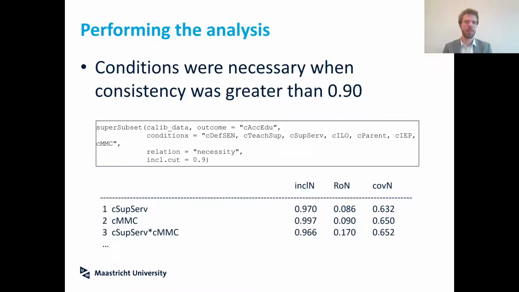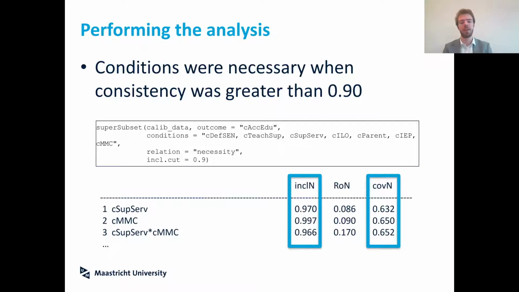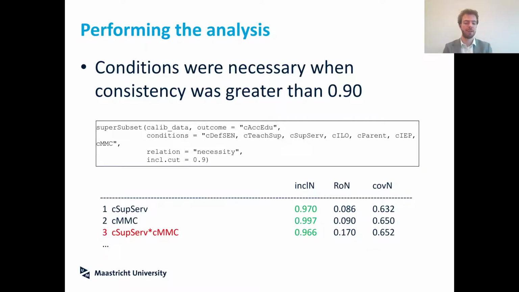Now, since we're looking at individual conditions at this point, this third line is redundant. We're not interested in that. So if you want to read this properly, you look at the first and the third column, telling you respectively the consistency and the coverage that we're interested in. And as I said, even though the interaction is over 0.9, because it is an interaction, we don't include it as a necessary condition.